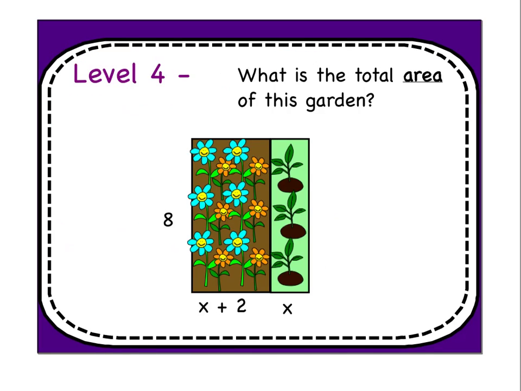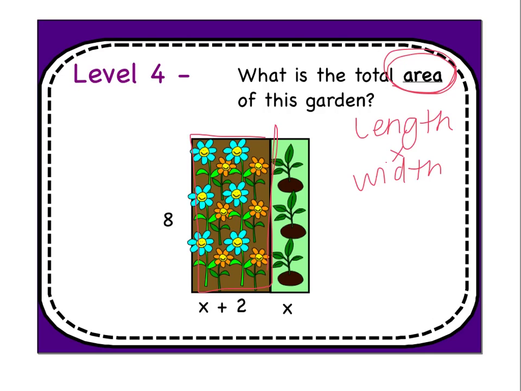What is the total area? Please note that this one says area. So if I had to find the area of a particular shape, remember that is length times width. So I'm going to find the area of each small little section. If this is 8 over here, this is 8 over here. So here, for this first one right here, we're going to have to multiply 8 times x plus 2. Plus, we're going to have to add the second section over here, which is 8 times x.